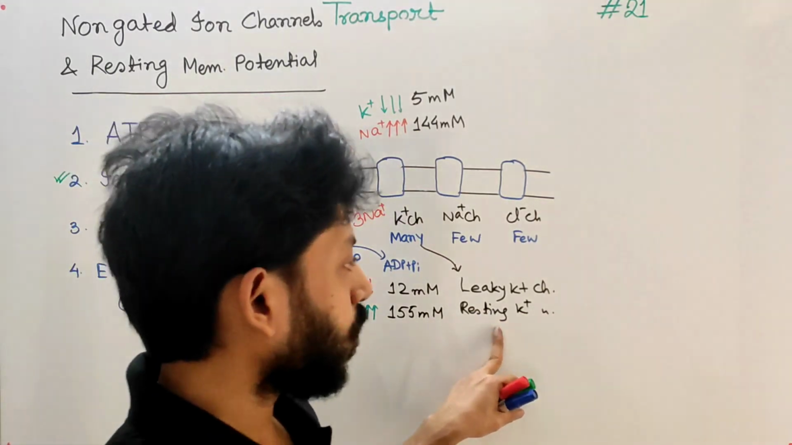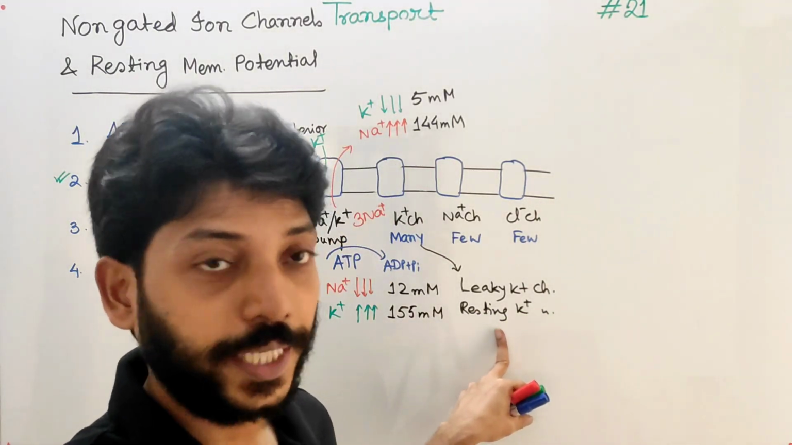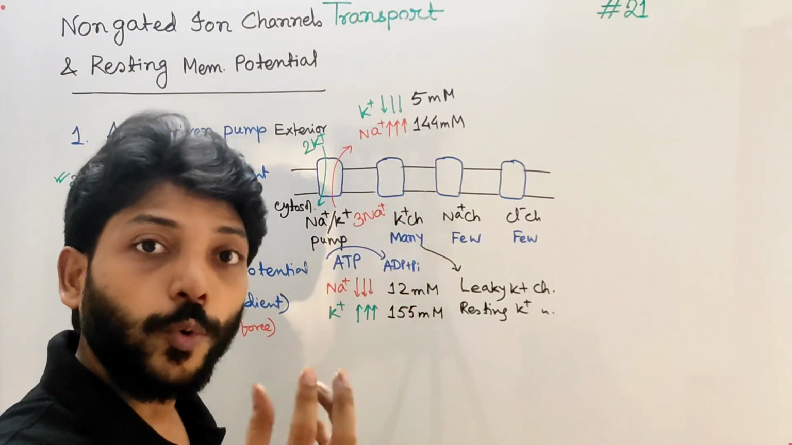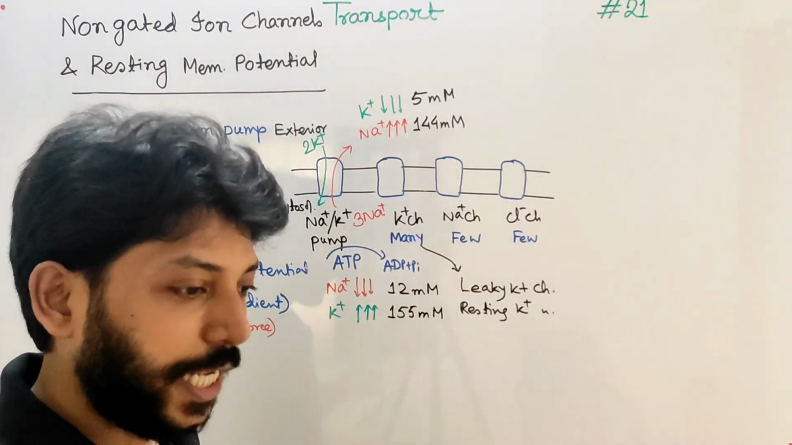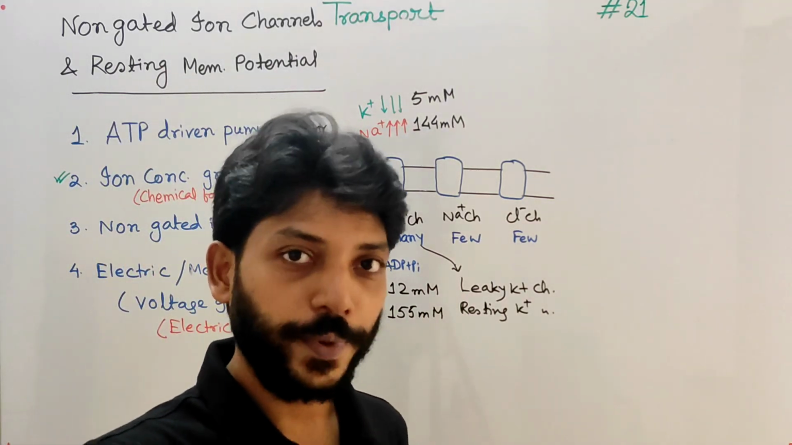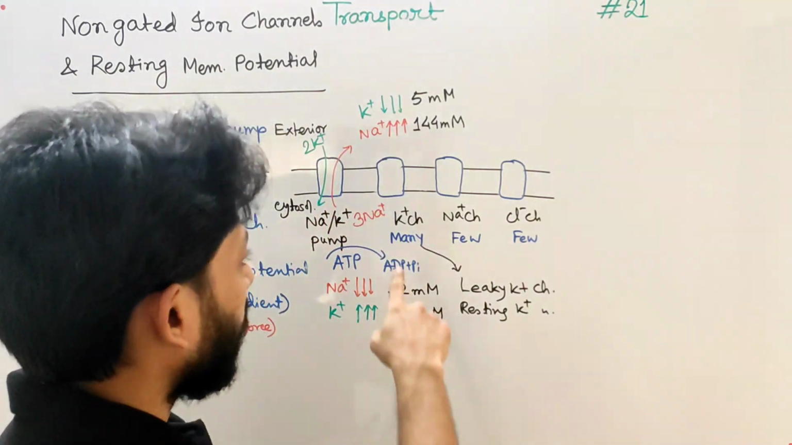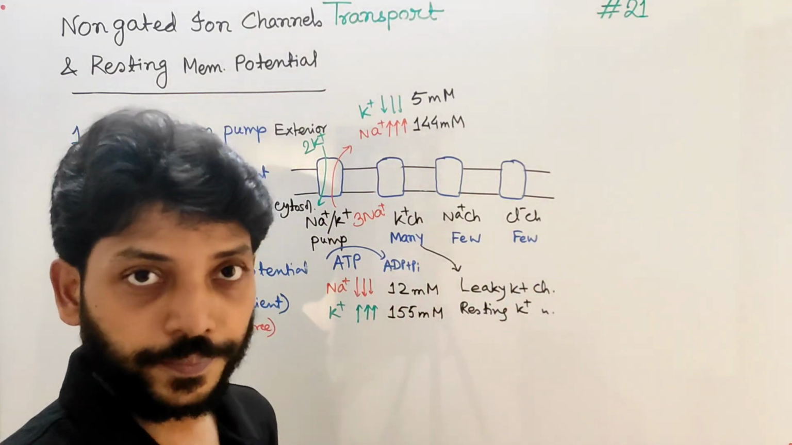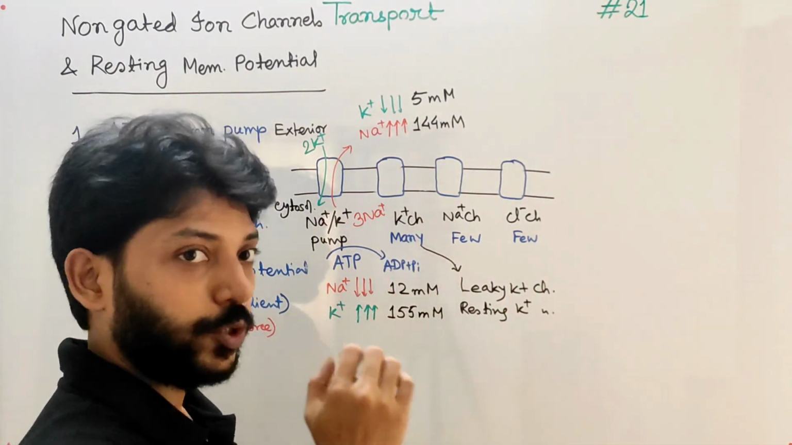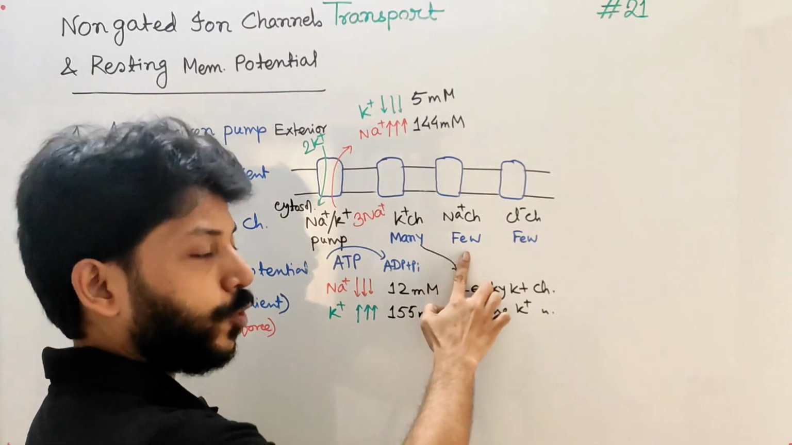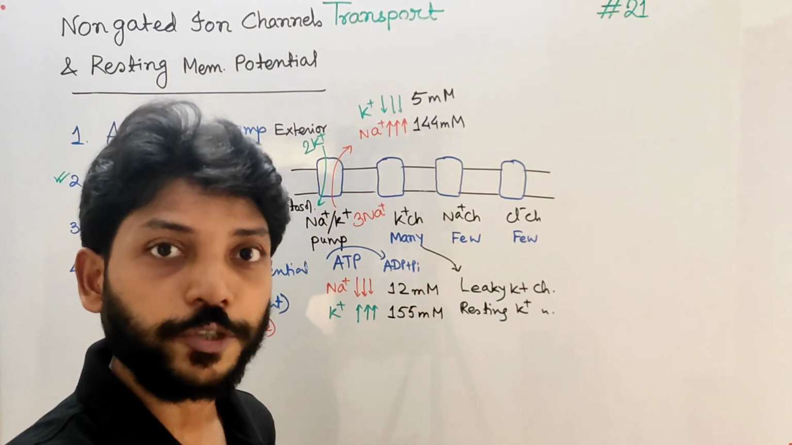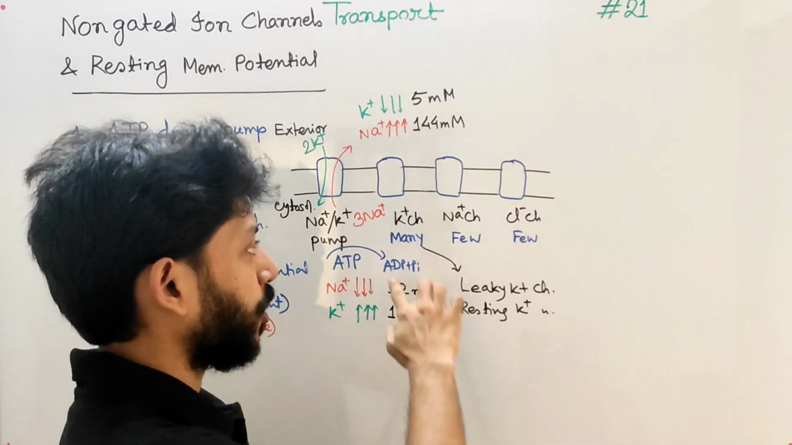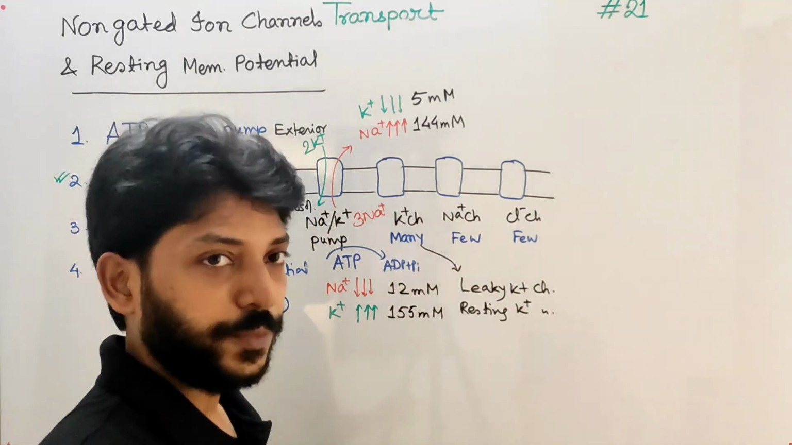Remember this. Why is it called a leaky potassium channel or resting potassium channel? Because in the resting conditions, this channel is actually in an open conformation. A channel can go into two different states, open and closed, but this channel is open during the resting membrane potential. Many potassium channels are open. Very few sodium channels and chloride channels are open during the resting membrane potential. So these ions play a small role, but the majority is done by the potassium channels.